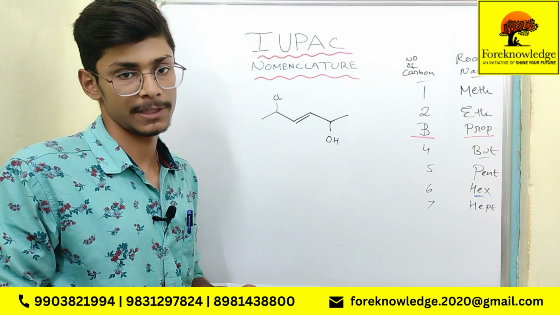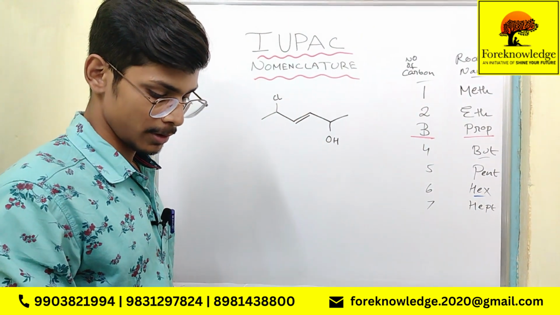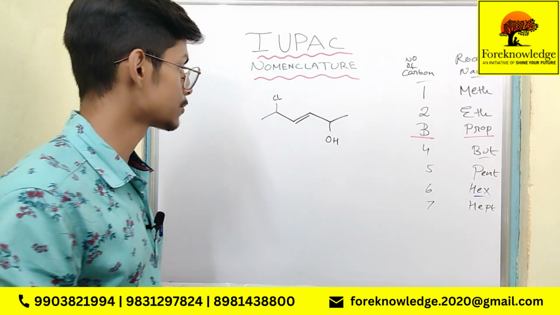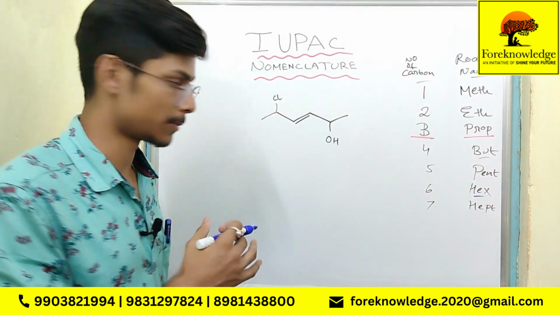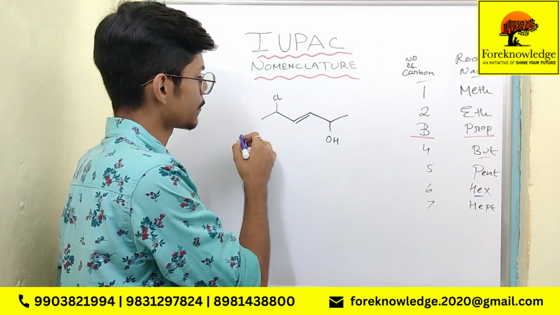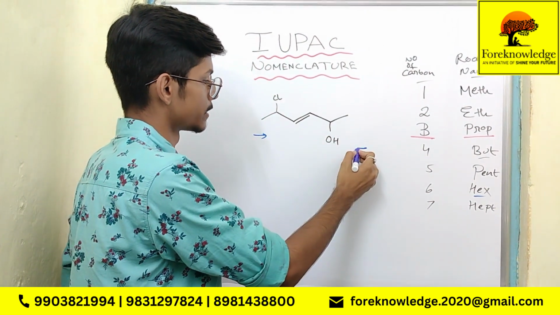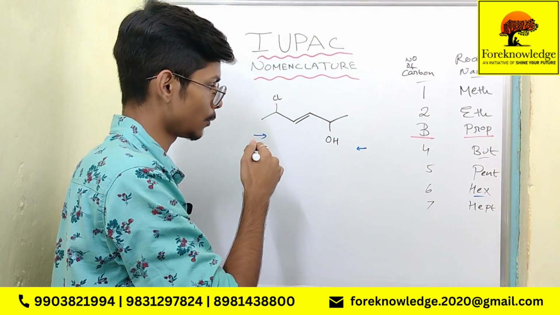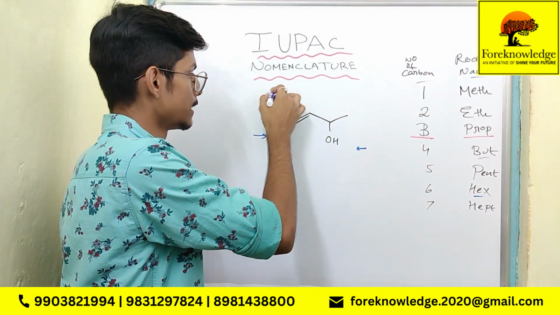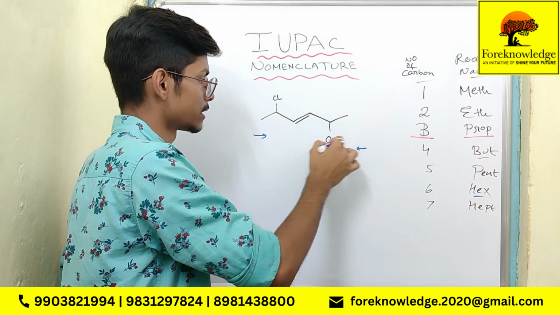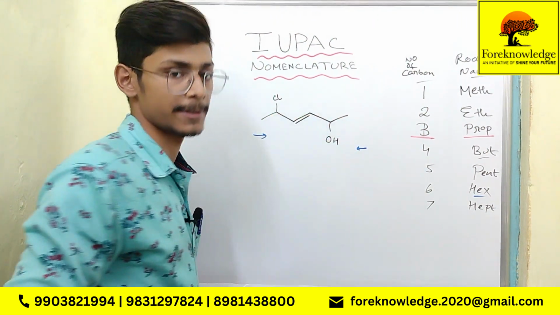What will be the name of this compound? Now our first job is to number the carbon. So now the question is, from which side will you start, this or this? Now we have to keep one thing in mind. Here Cl is present, here OH is present, and the double bond is present.